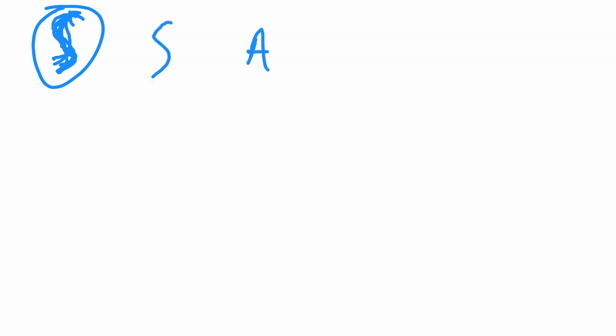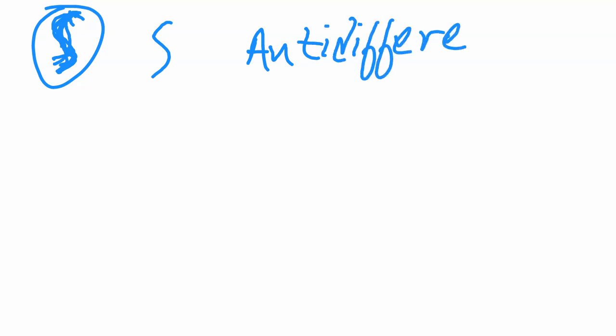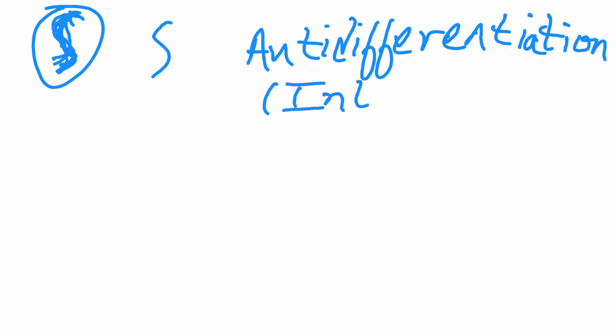Anyway, anti-differentiation is undoing differentiation, and differentiation is taking a derivative, right? So taking an antiderivative or taking an integral is another way that this is talked about. So if you hear me say the word integral, taking an integral is taking an antiderivative.